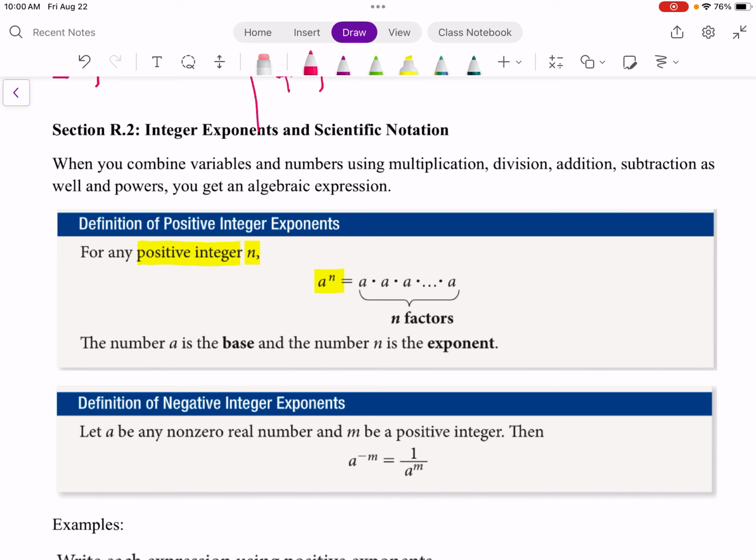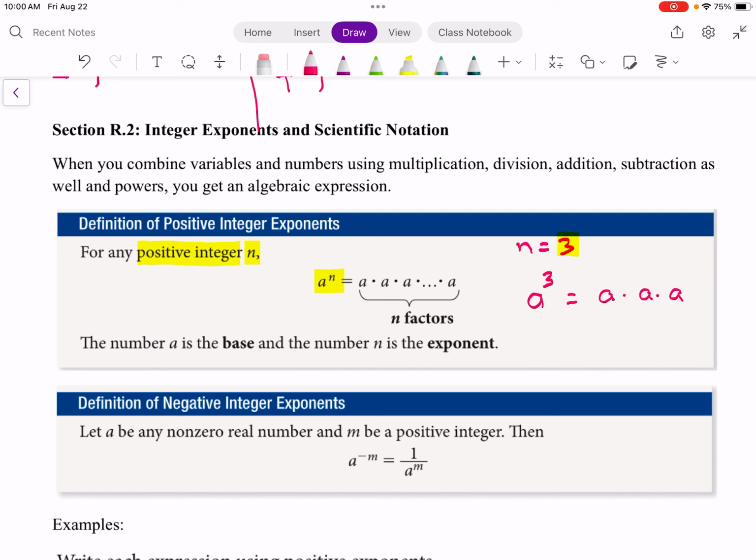For example, can you give me an example of a positive integer? Just give me one example. 3. Okay, so let's take n equals 3. So we have a positive integer, and a to the power cube is equal to a times a times a. So we multiply a how many times? We multiply 3 times.